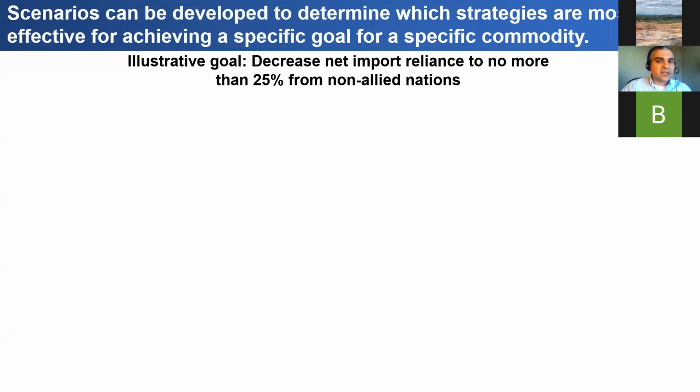So let's take an illustrative goal of saying, let's reduce our net import reliance to no more than 25% from non-allied nations, if that's our stated goal. Again, USGS doesn't set policy, doesn't set regulation, but let's assume that this is a stated goal. So how would we go about figuring out whether we can even get there?